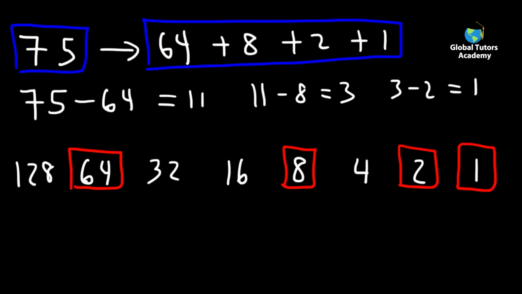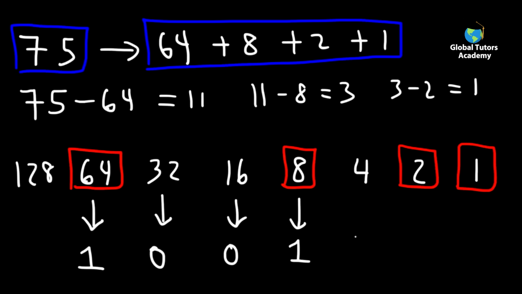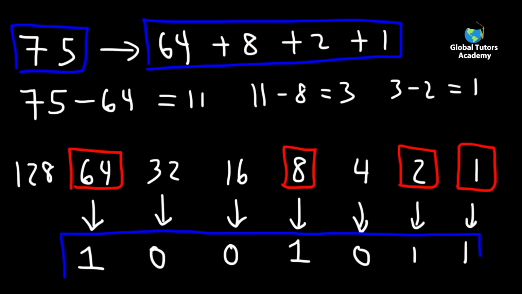Now once you have that, you can begin to write the numbers in binary. So because we have a 64, we're going to put a 1. We don't have a 32, so let's write a 0. We don't have a 16, we put 0. We do have an 8, so let's put a 1. We do not have a 4, so let's put a 0. But we do have a 2 and a 1, that goes 1 1. With this we can say 75 is equal to 1001011. And so that's one simple way in which you can convert a decimal number into a binary number.